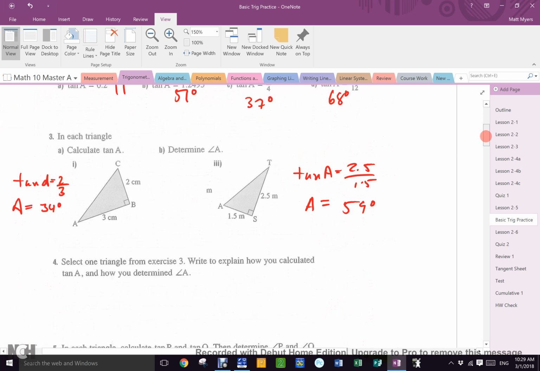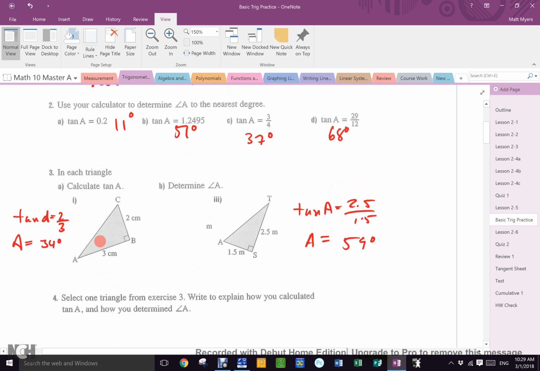Next question. Calculate tan of A. There is A. Tan is always opposite over adjacent. I didn't even put the hypotenuse on this triangle so you couldn't be confused. Opposite 2, adjacent 3. 2 over 3. That's the tan. Then you shift tan to get the angle. Can everybody do number 3?